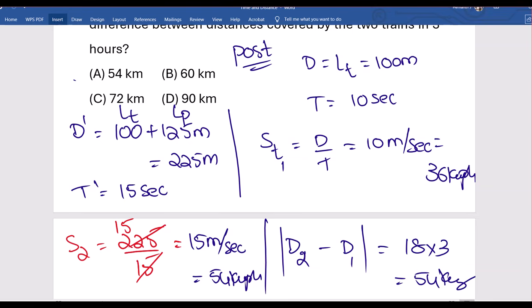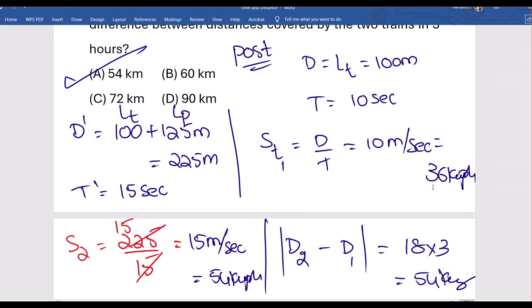Answer is 54 kilometers. See the question. There are two trains. One train is crossing the pole. One train is crossing the platform. One train, which is of 100 meters length, crosses the platform in 10 seconds. From that, speed is distance by time. I got 10 meters per second or 36 kilometers per hour.